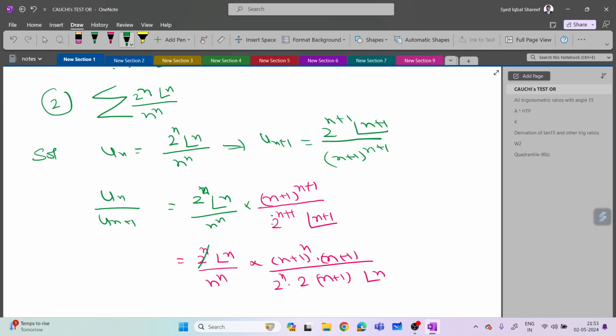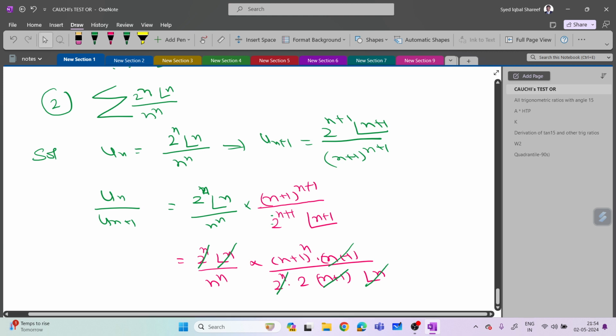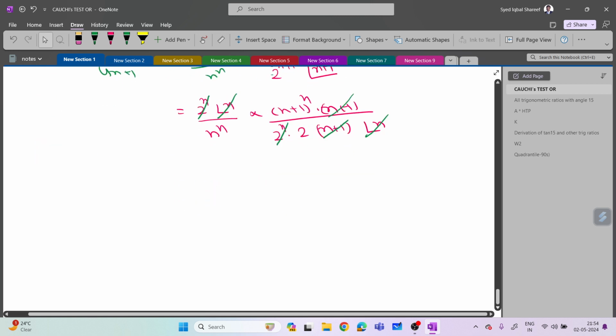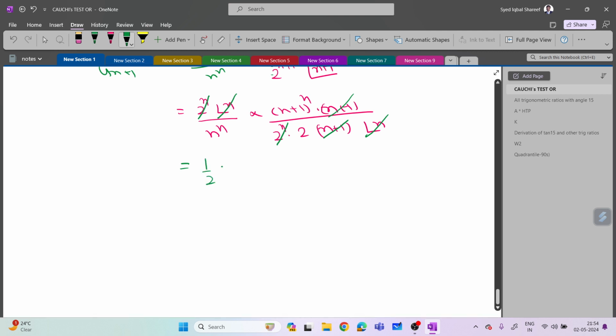So the 2 to the power of n gets cancelled, the n plus 1 gets cancelled, and the n factorial gets cancelled. So we are left with, be cool. When we are doing this type of problem, be cool, please. Don't rush, do it slowly. 1 by 2 outside, everything else cancels. n plus 1 by n whole to the power of n can be written as 1 plus 1 by n whole to the power of n. So this is un by un plus 1.